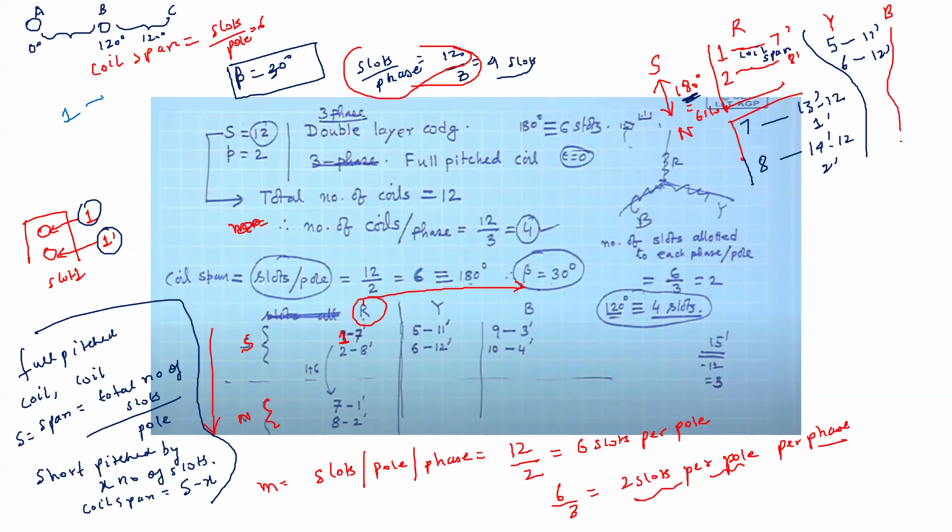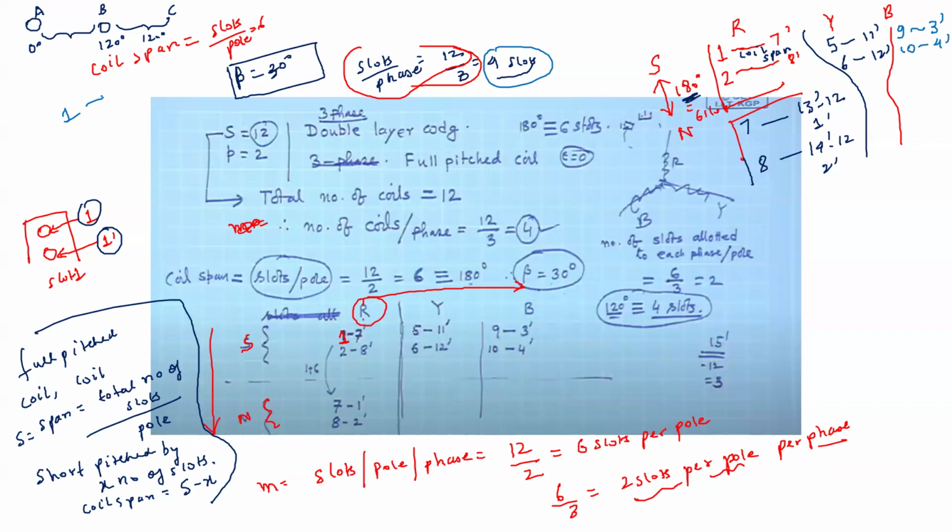So similarly, let us write for B phase. This thing you can complete. I'm writing it here only. So this is 5, 11 dash, 6, 12 dash. Now again, from B to C phase there is a difference of 120 degrees, meaning a difference of 4 slots in this example. So 4 slots means 5 plus 4 is 9, and then 9 plus 6 is how much? 15, which is not possible. So 15 minus 12 is 3 dash. Then 10 to 4 dash.